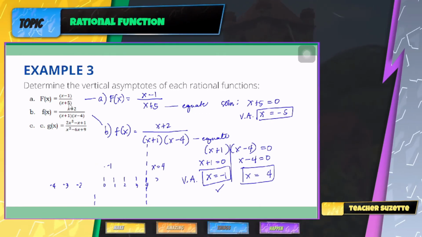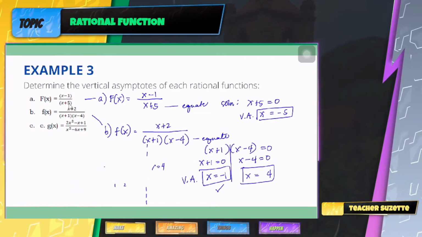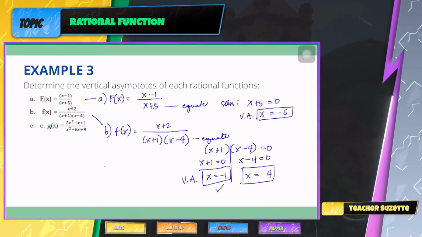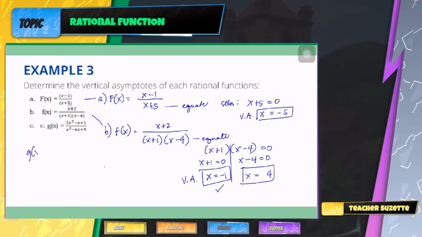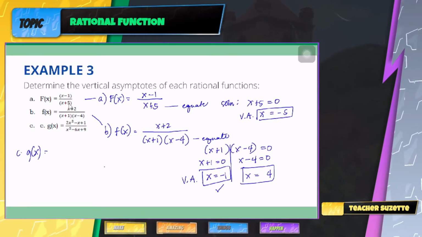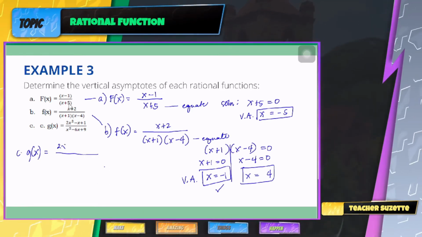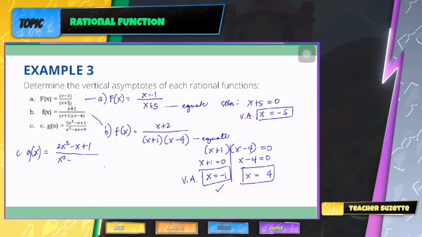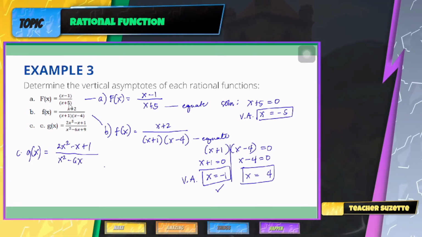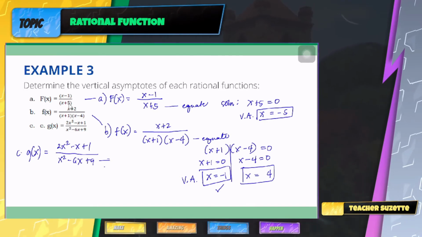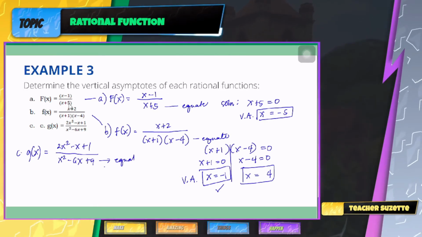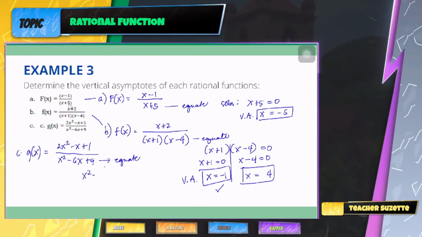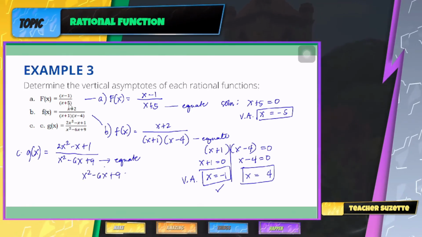Then, lastly, let's have our letter C. For our letter C, we have g of x is equal to 2x squared minus x plus 1 all over x squared minus 6x plus 9. So, ganun din. We just have to equate our denominator to 0. So, that is x squared minus 6x plus 9 is equal to 0.